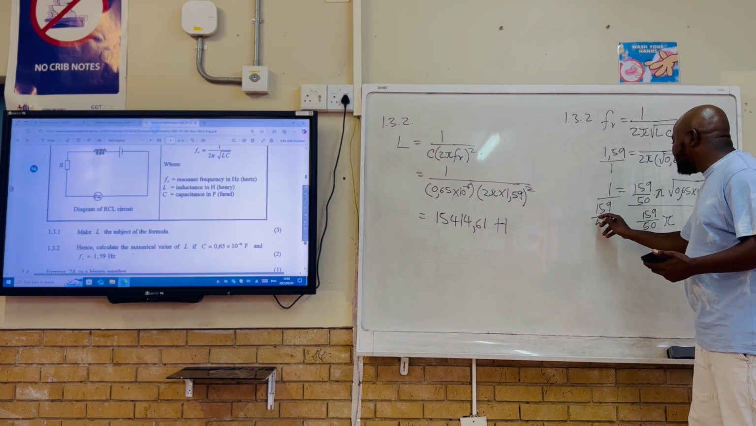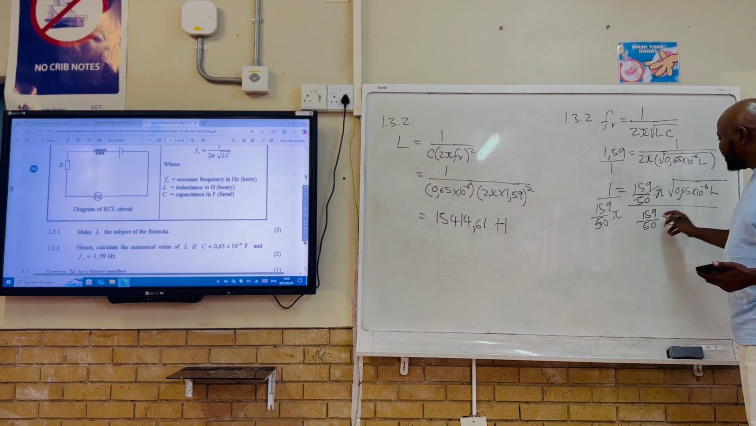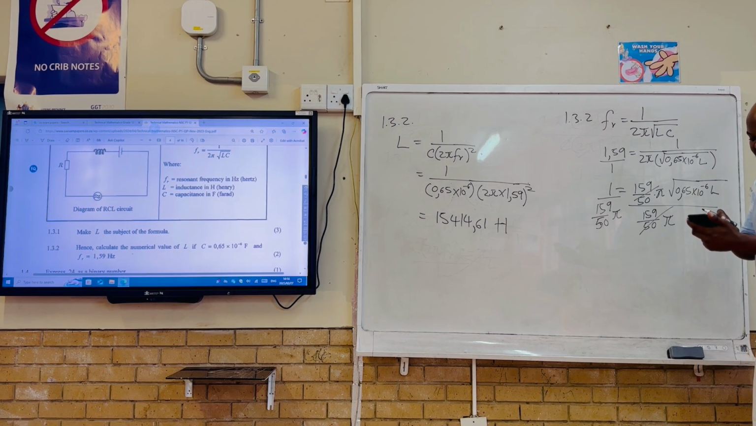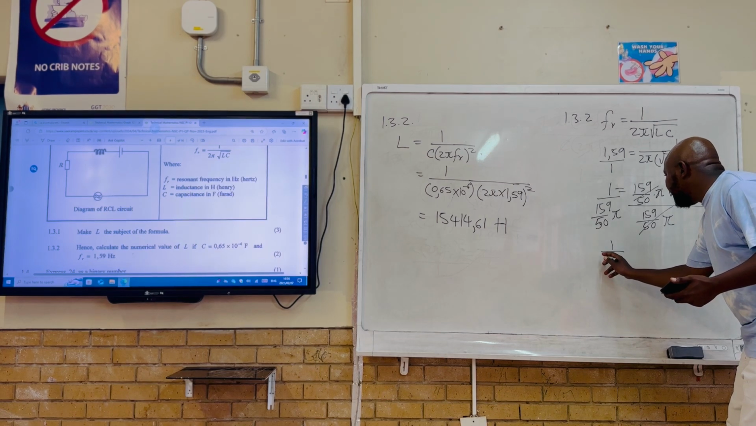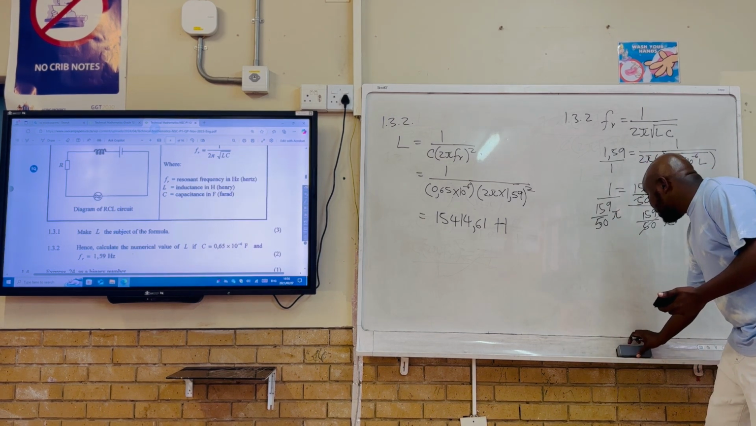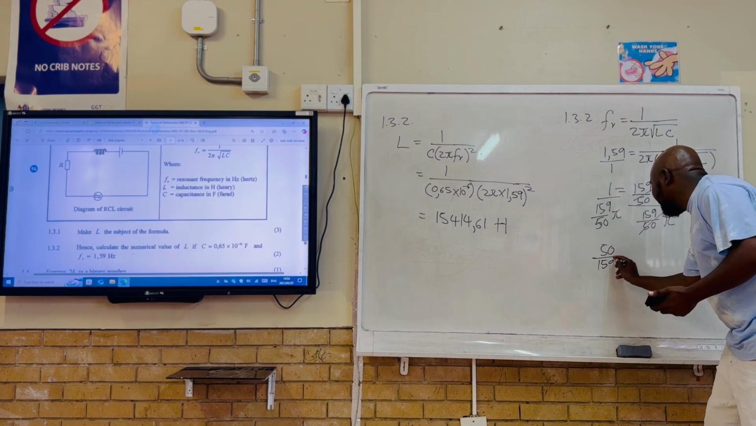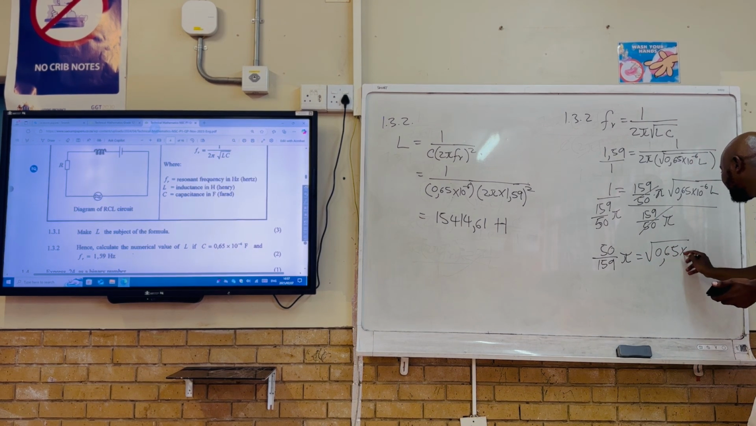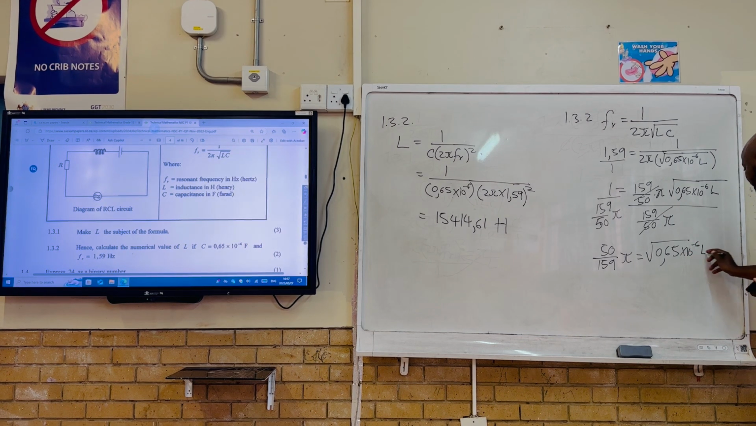This one and this one we divide each other. When we put down 1 divided by the answer there, we have 1 divided by 159 divided by 50 pi. We can just keep it as it is, or change the 159 and that. We are going to have 50 divided by 159 pi is equal to the root of 0,65 multiplied by 10 to the power -6 inductance.